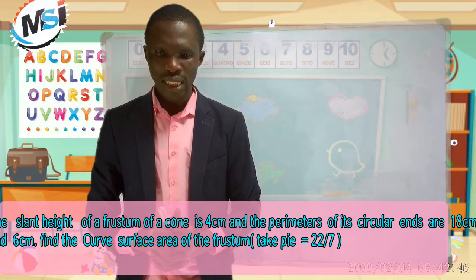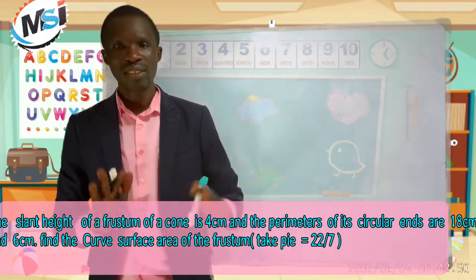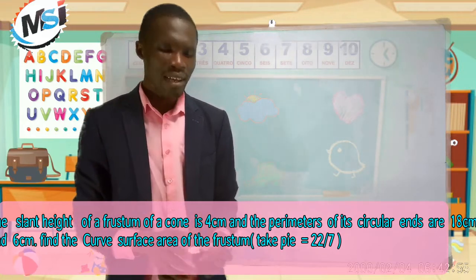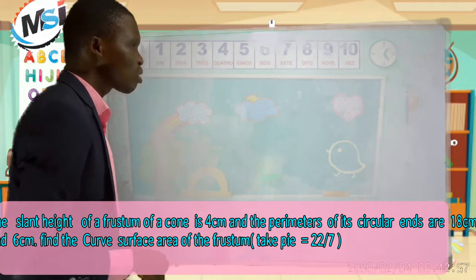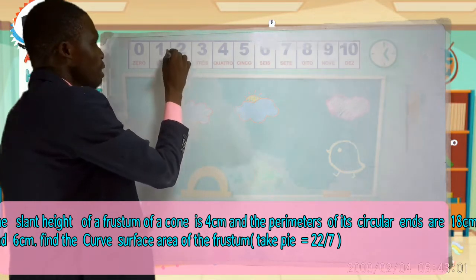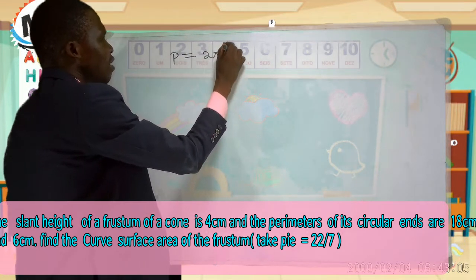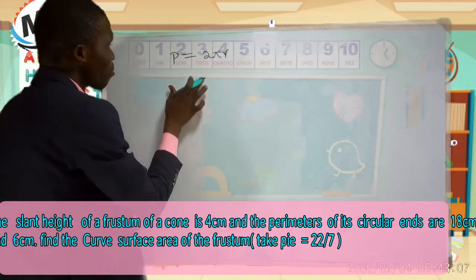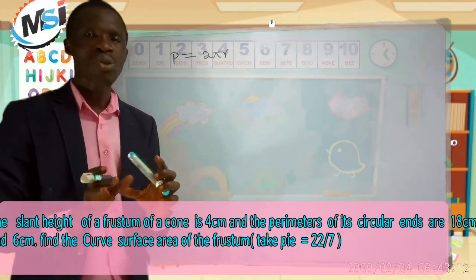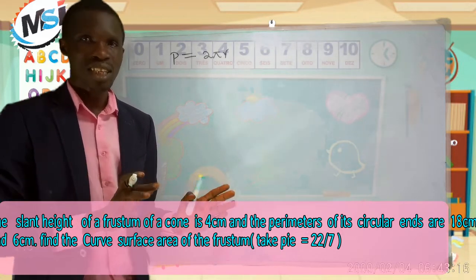Now to do that, you need to understand the question very well and interpret the question. Now let me start with this. You need to understand that the perimeter of a circle, P, equals 2 pi r, right? Now from the question, we are given two parameters. And what are those two parameters? We have 18 centimeter and 6 centimeter.